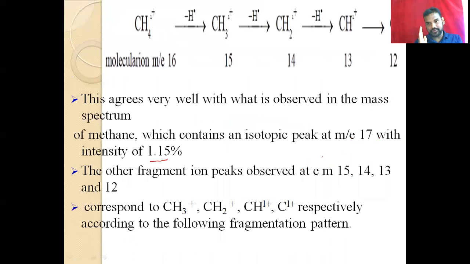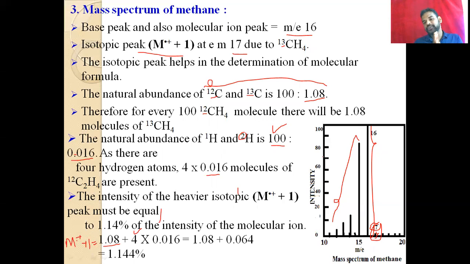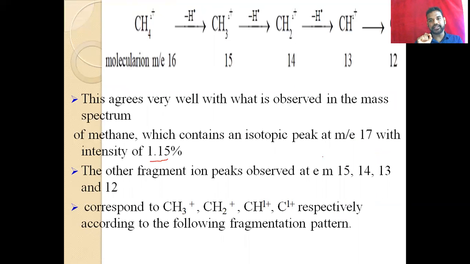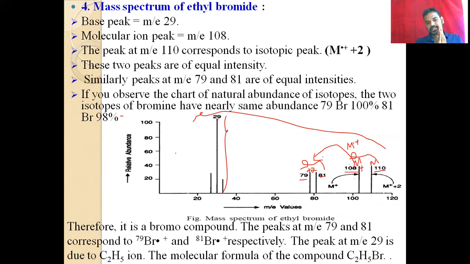Normally, in the earlier examples, the isotopic peak is very negligible, only about 1% of the intensity of the 100% peak. But here we have about 50%, meaning both peaks have equal length. Therefore it is a bromo compound. The peaks at m/e 79 and 81 correspond to bromine 79 plus and bromine 81 plus respectively.